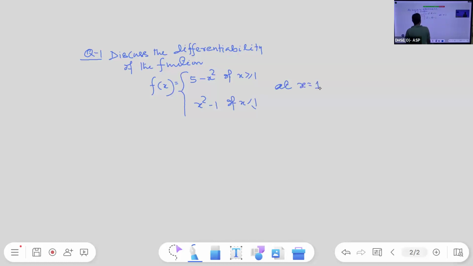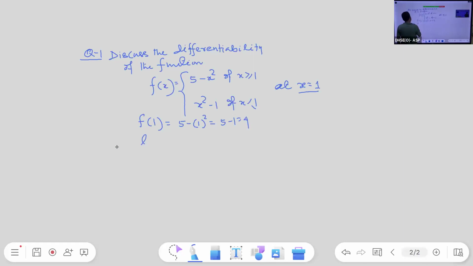So to check the differentiability using differentiation, first of all, we have to check the continuity of the function at the required point, x is equal to 1. So first calculate the left hand limit, right hand limit and value of the function. f of 1 equals 5 minus 1 square, that is 5 minus 1, which is 4. f of 1 is equal to 4.